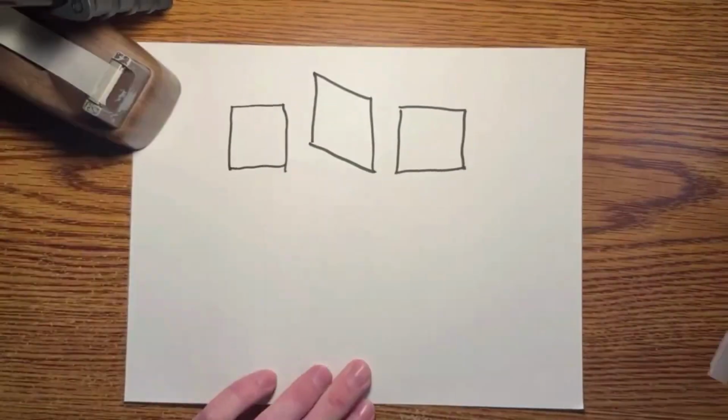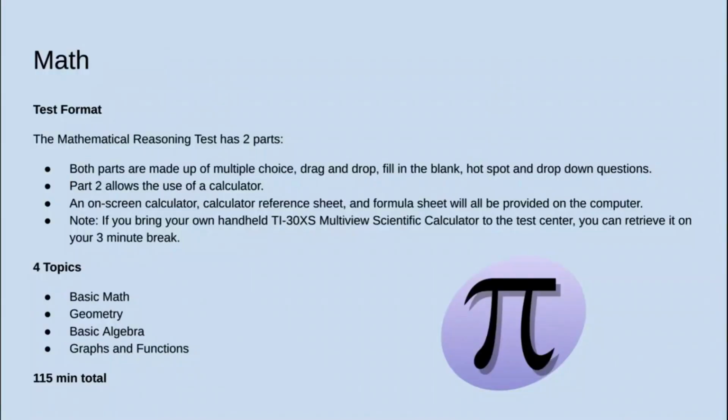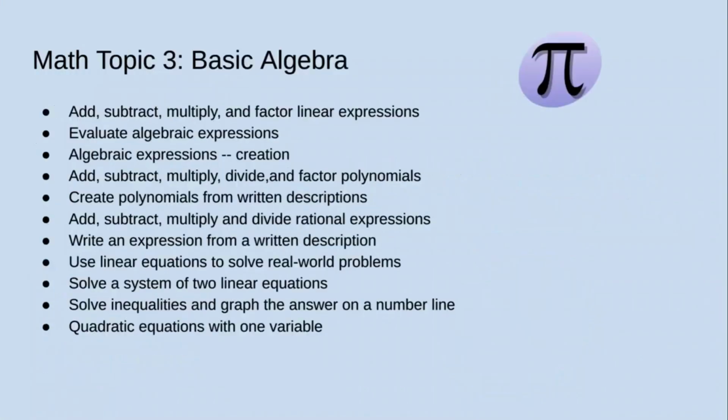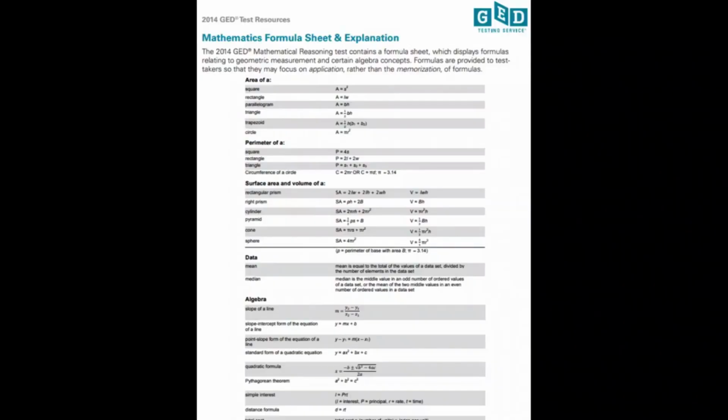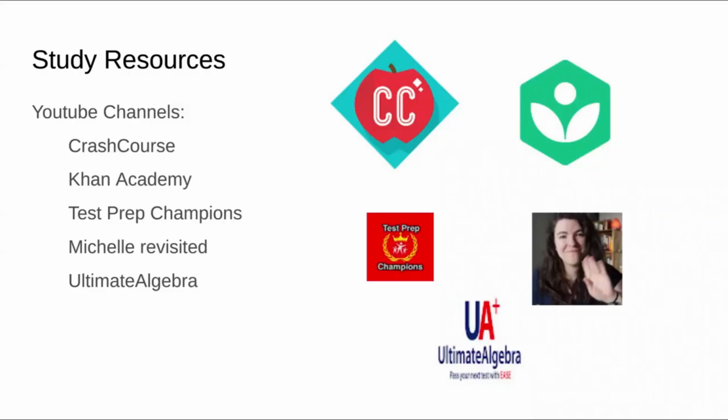Welcome back to the channel. Today we're going to be going over the third topic of the GED math module, Basic Algebra. As a reminder, you'll be able to use a calculator on some of these problems and you'll be provided a formula sheet. If you need further studying for any of these individual topics, I'll be linking to other videos for a deeper dive in the description. Most of those will be Khan Academy videos, but there may be a few other channels in there as well.